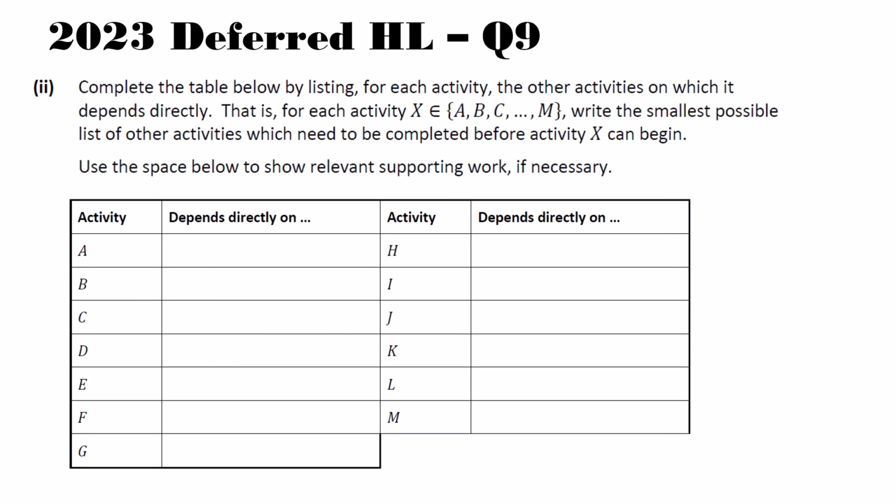Then part 2 asks us to complete the table below, listing for each activity the other activities on which it depends directly. That is, for each activity X, which is an element of A all the way to M, write the smallest possible list of activities which need to be completed before activity X can begin. Use the space below to show relevant supporting work if necessary.